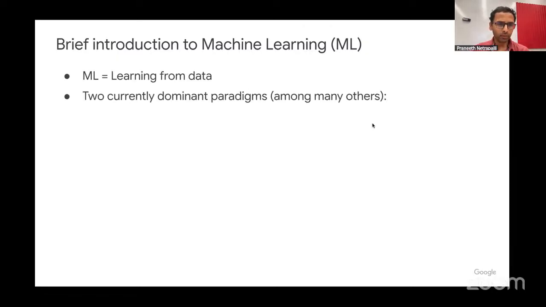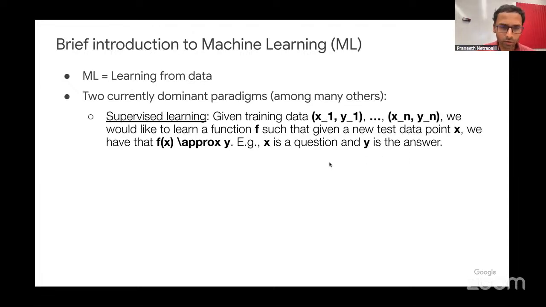Okay, so ML is broadly learning from data, and currently I would say there are two dominant paradigms, among many others, that are driving the modern wave of machine learning and artificial intelligence. The first one is supervised learning. Most people should be familiar with this. Given training data x1, y1 all the way up to xn, yn, we have n training examples. Each xi, yi is a training example. We take xi as an input and want to predict yi given xi. What this means is that we want to learn a function f, so that given a new data point x, we compute f of x. So f of x should be similar to what y is. x can be a question and y can be an answer.